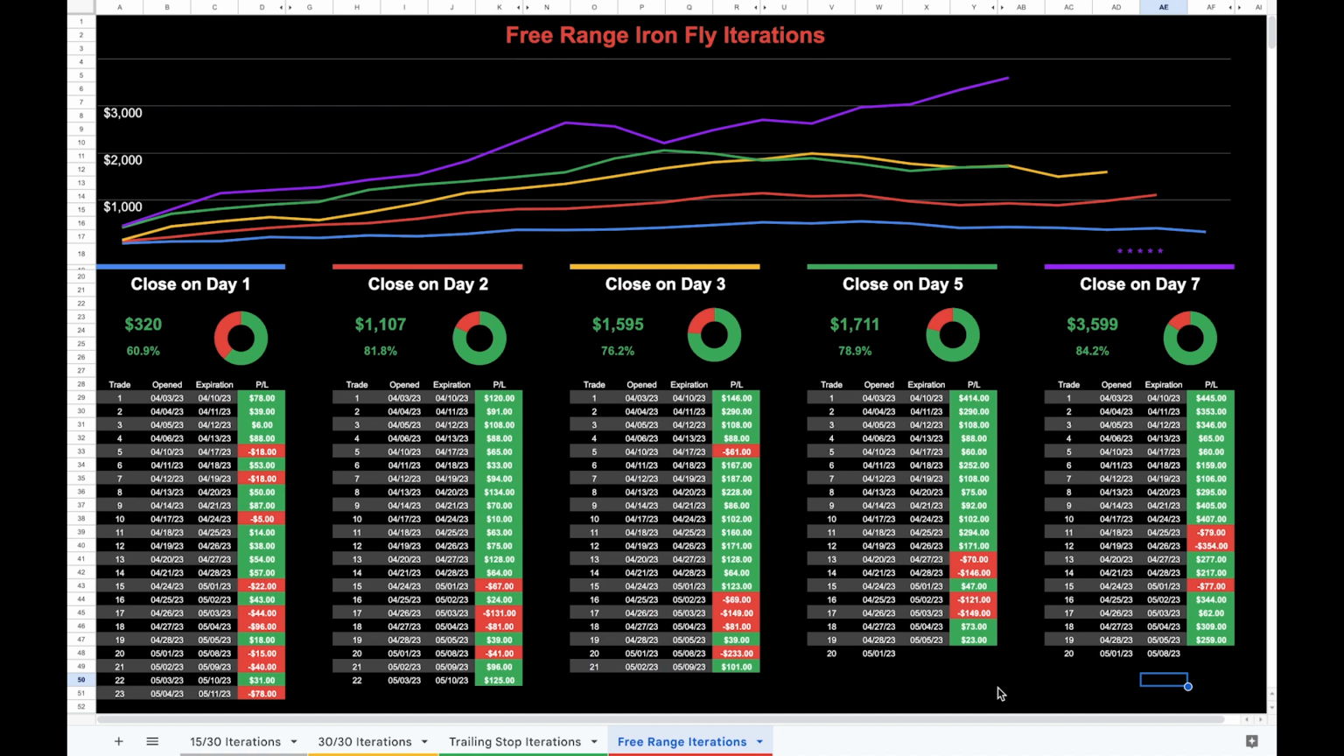All right, the graph is what you just saw. You can see the win rate down below the profit of each of these iterations, and then the donut chart just shows you the visual representation of the win rate.